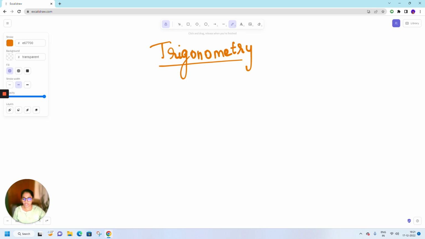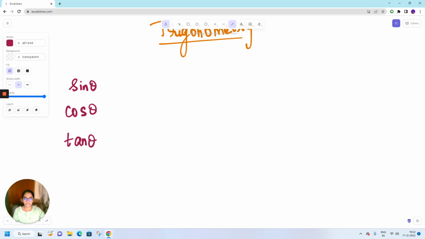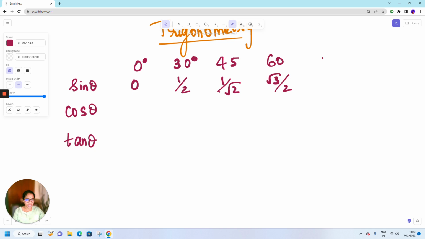So what was sine theta? Let me write down that table. Sine theta, cos theta and tan theta. What was sine 0 degree? Sine 0 degree was 0. What was sine 30 degree? Sine 30 degree was half. Sine 45 degree was 1 divided by root 2. Sine 60 degree is root 3 divided by 2. And sine 90 degree is 1.